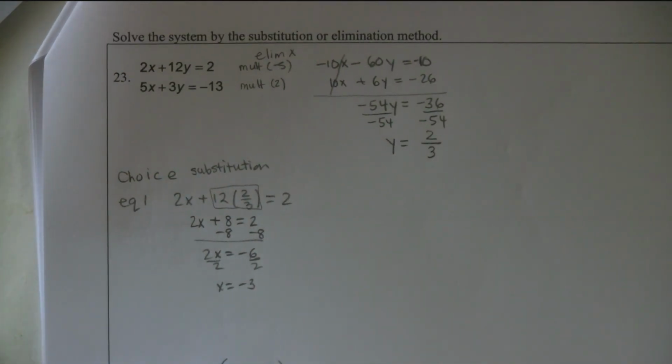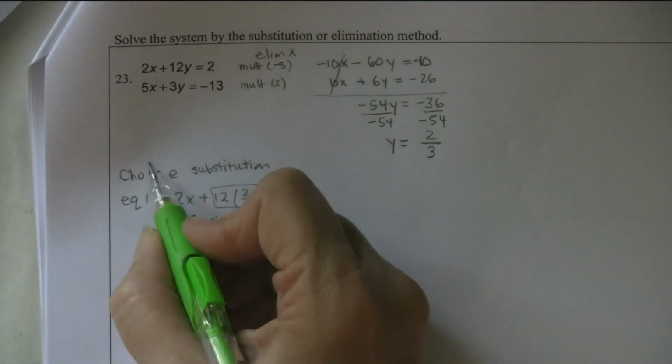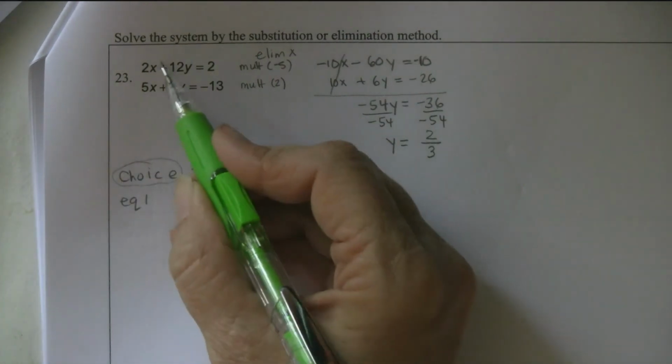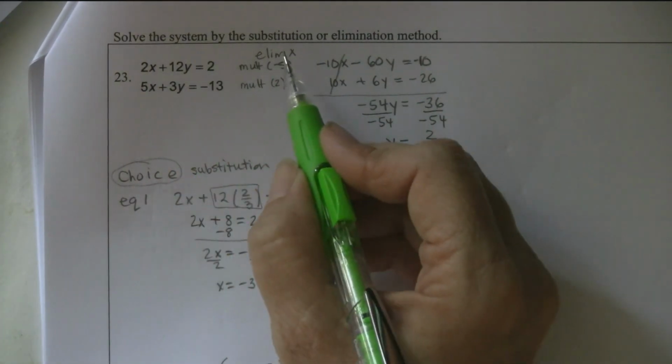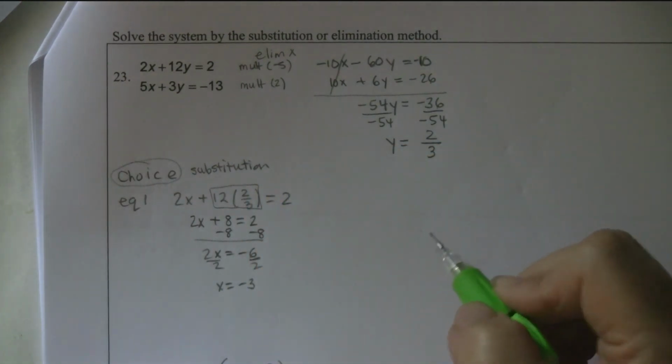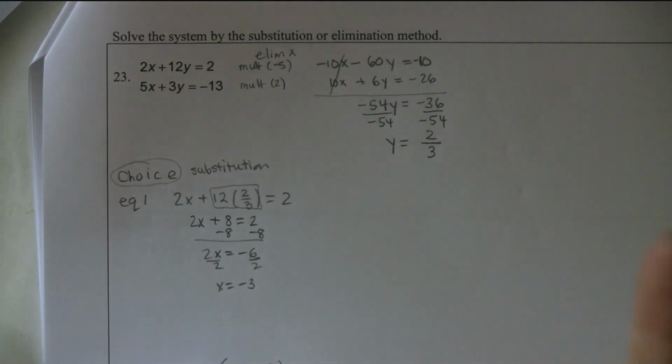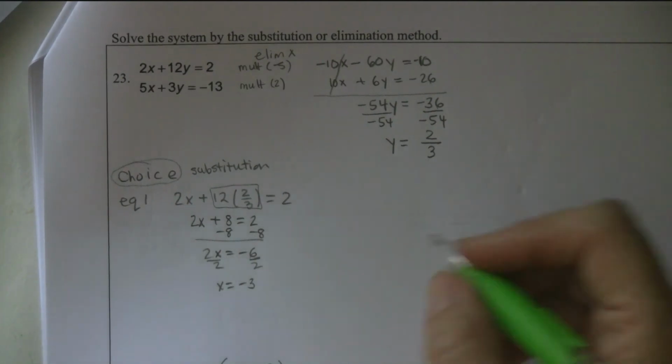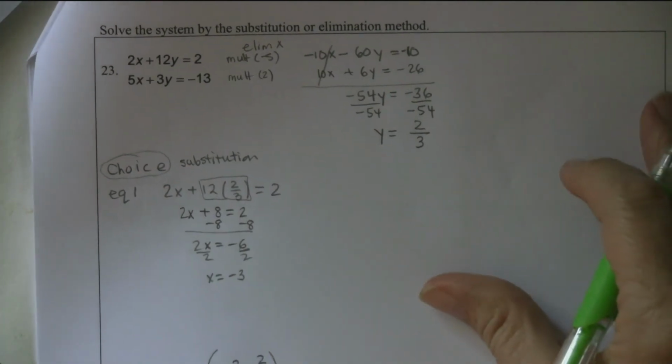Now, you could have also had the choice. So this was my choice. I could have used elimination again, but I could have eliminated y instead, and come over here and done that. And so whatever choice you make, you're going to get x is -3, whatever you do.